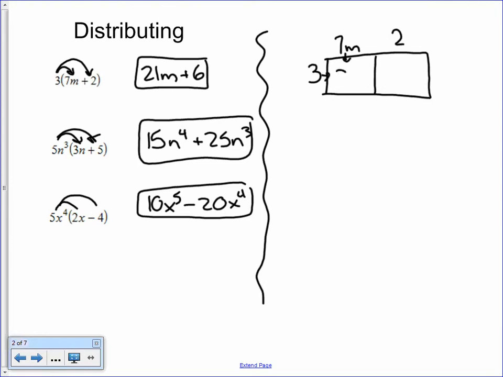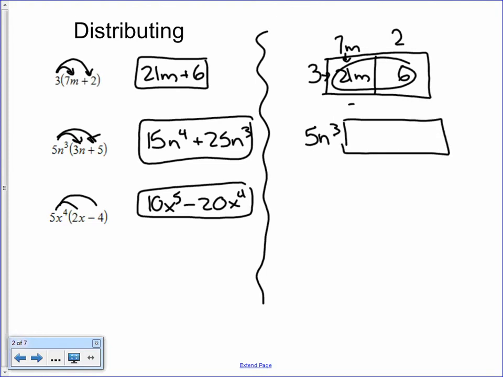So 3 and 7 will give me 21, and then the m. And then 3 and 2 will give me a 6. So 21m plus 6, that was my answer. You can do the same thing for the next one. 5n to the third times 3n and 5. Again, that was 15n to the fourth, and then 25n to the third. This is a really good way of organizing your work. Just put a plus sign in the middle of it.